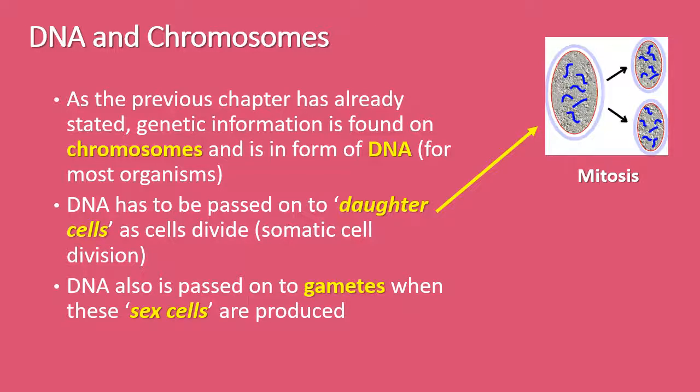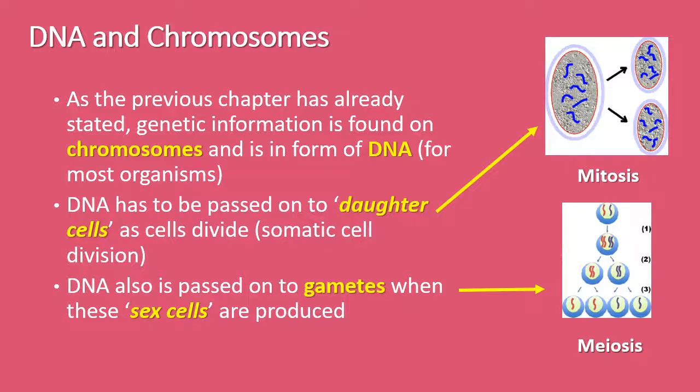When we produce sex cells, it's important to reduce the number of chromosomes by half so that when we form a zygote through the process of sexual reproduction, we don't have too much DNA, and that process is called meiosis.